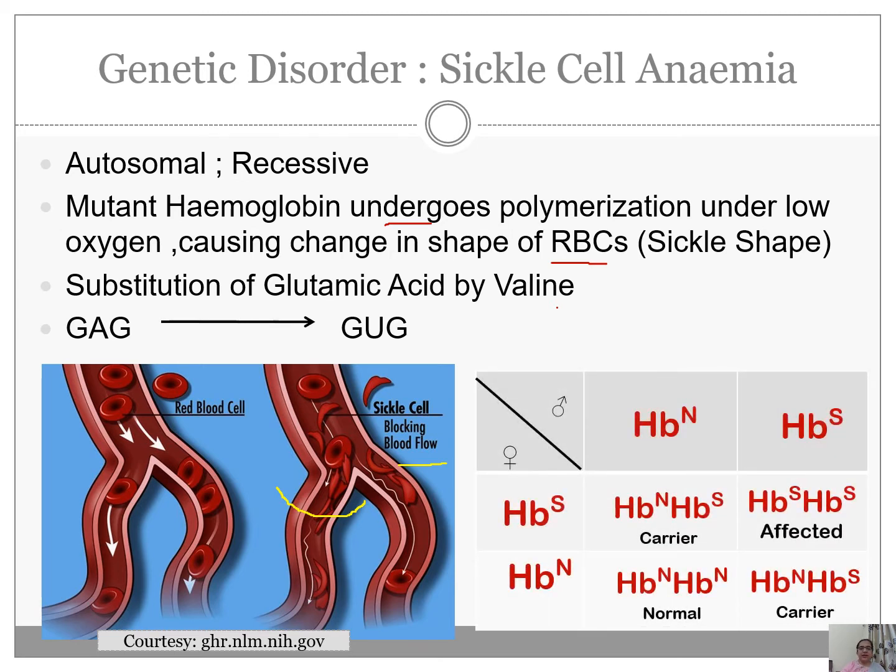Now let us understand the inheritance. Here N stands for normal, while S stands for sickle cell. This disease passes equally to males and females, as this is an autosomal disease. When this is the situation, the organism will be a carrier. For the organism to be affected, two affected alleles should be there.